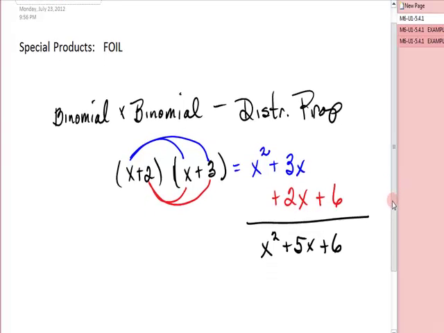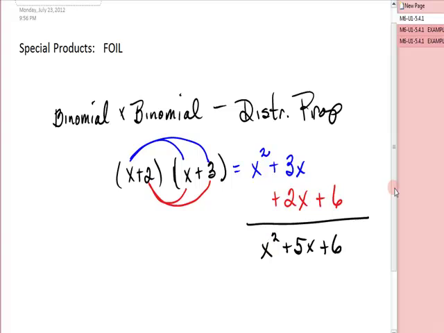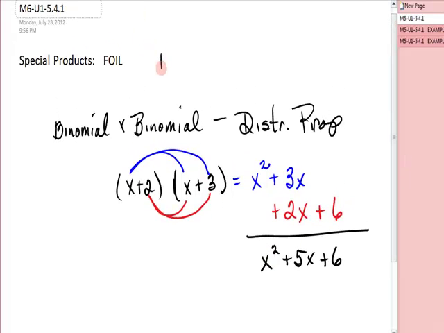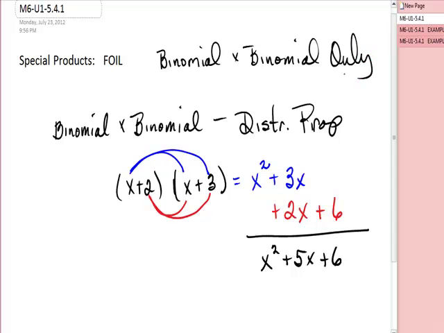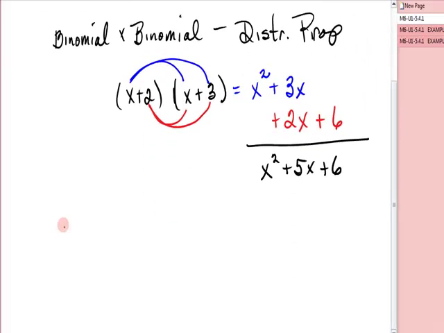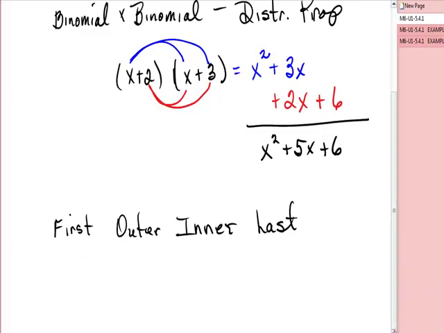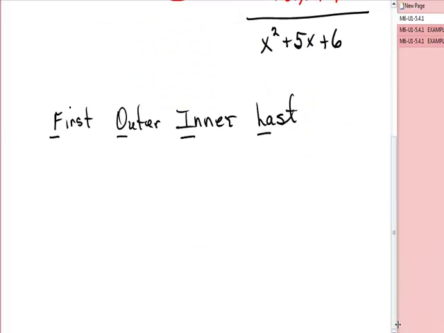Well, FOIL gives you an alternate way to do this. FOIL is for binomials times binomial only. It can't be used in any other setting, and it stands for first, outer, inner, and last. First, outer, inner, last. Take those letters and it makes up the word FOIL.